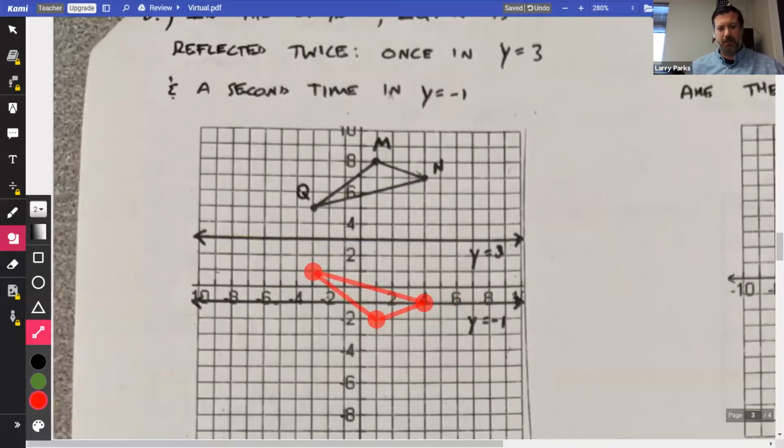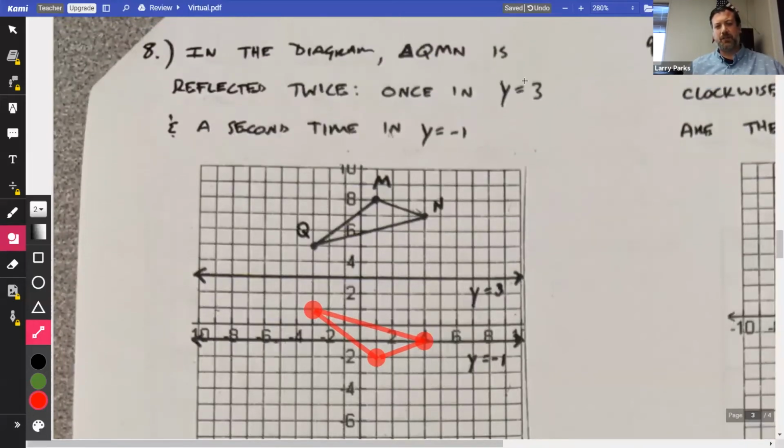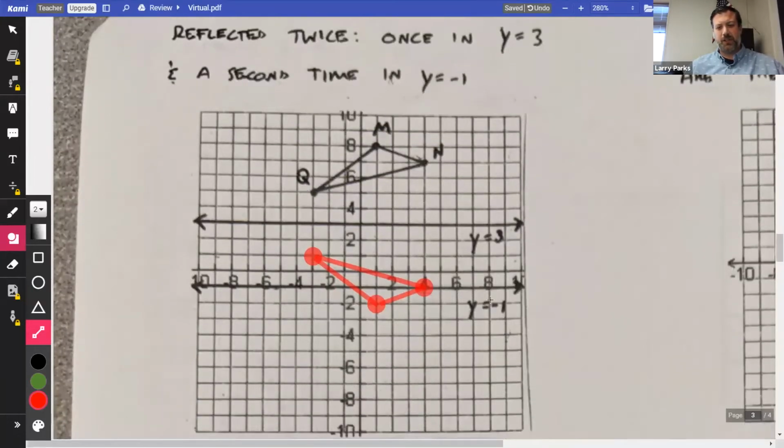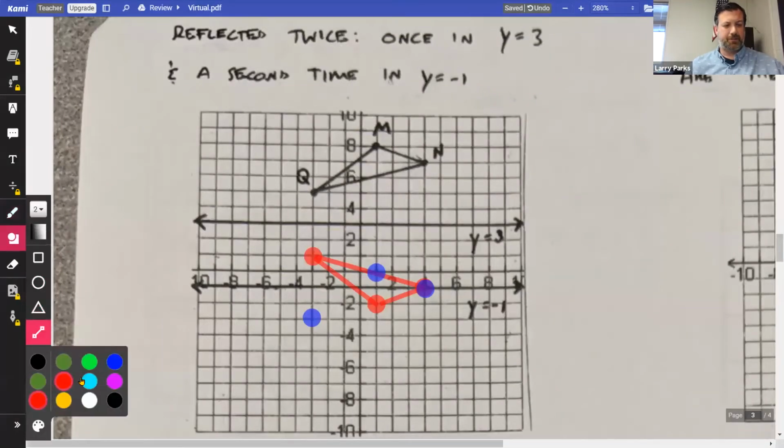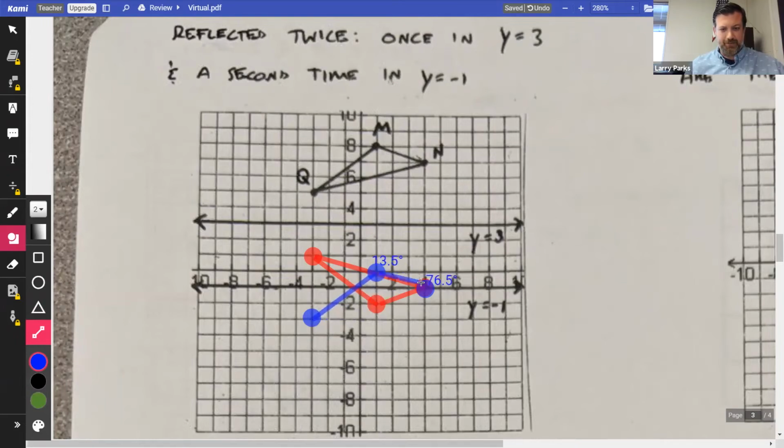And again, you should label that Q prime, N prime. So first reflect it once over y equals 3, and then over y equals -1. There's that line. So plotting my new points. If it's on the line of reflection, it stays on the line of reflection. If that's 1 under, it becomes 1 above. And if that's 2 above, it becomes 2 under. Make my new triangle. So the question is, instead of flipping and then flipping again, what else could I have done?